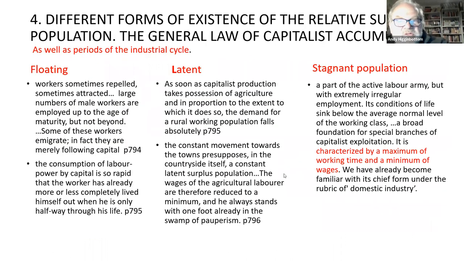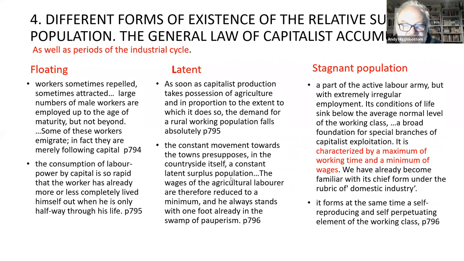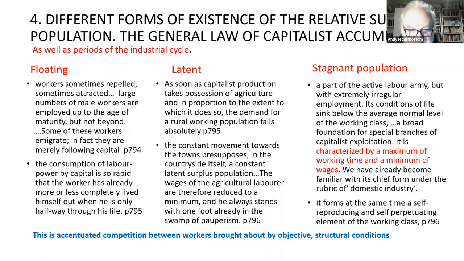So we are now on the different forms of the relative surplus population, which Marx does itemize. I mean, these are discussed in quite a lot of the literature: floating, latent, and stagnant. And they're different social situations in relation to this general overall pattern. The real point is that the increased competition between workers has been brought about by nothing to do with the personality or the social habits of the working class, but because of the objective structural conditions which workers have to contend with and face.